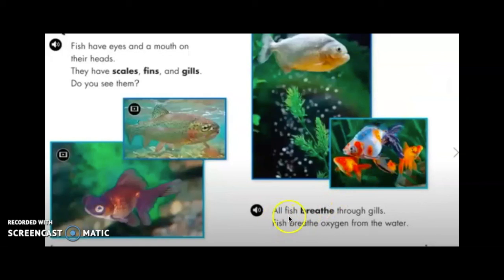It says here all fish breathe through gills. Fish breathe oxygen from the water. Do we breathe through gills? No. What do we breathe through? That's right, we breathe through our nose. That is how we are different from fish, but we still breathe oxygen like the fish, and that makes us the same.